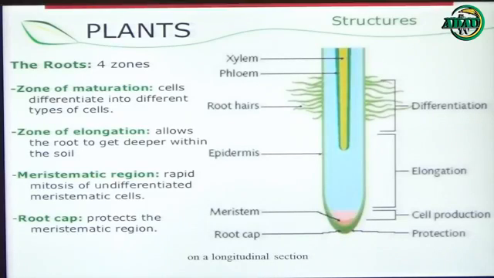reducing friction. And the cells of the root cap secrete lubricating polysaccharides that reduce friction, and so the root goes down through the soil.